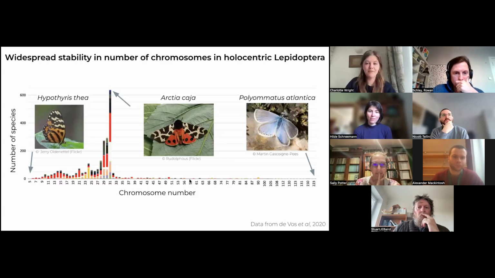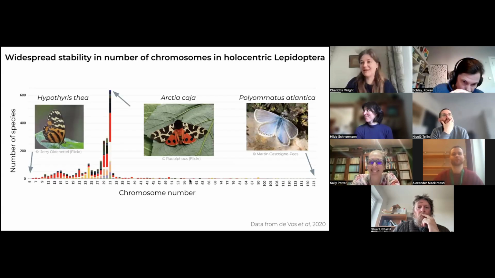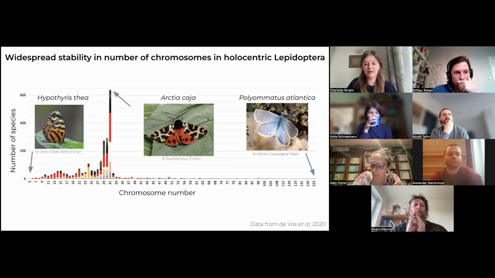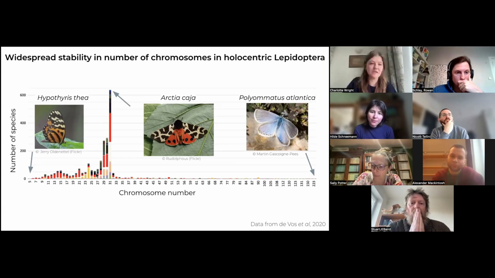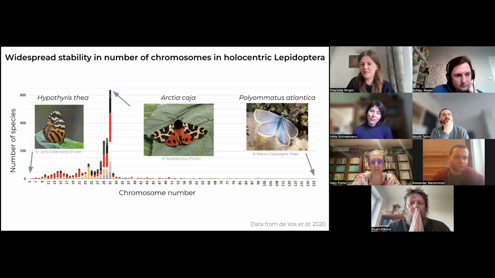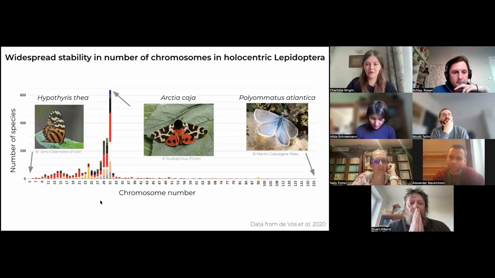But of course, this would be too simple an explanation, that if you're holocentric, you have rapid chromosome rearrangements, and if you're not, you don't. And this is borne out in Lepidoptera, where actually the vast majority of species have 31 chromosomes, like you see here in Arctia caja with the 31, and the wide range of karyotypes is seen in a relative minority of species. So, for example, you have 5 chromosomes in Hyperthiosphere over here and over 200 in Polyommatus atlantica. So you are still left with this very paradoxical pattern of general stability in chromosome number, but when it changes, it really changes to an extreme extent. And what underlies these two patterns is yet to be understood.